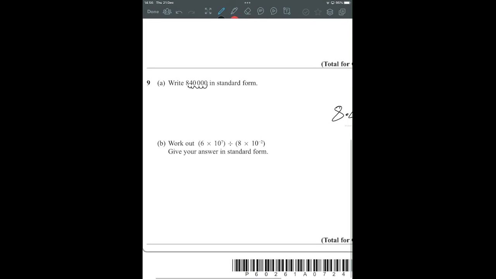Work that thing out in standard form. You could do it straight into your calculator. I'm going to show the non-calculator way just because sometimes the powers will be too large for your calculator to deal with. 6 divided by 8 gives 0.75. The powers, remember your laws of indices, we subtract the powers. 7 minus 2 takes us to 9. In standard form, we have to choose 7.5.